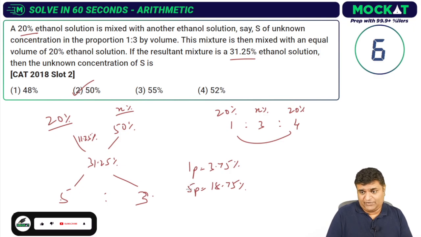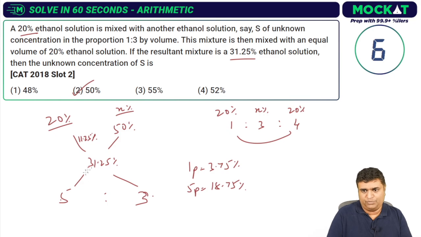Then 5 parts is what? 5 times 3 is 15, 5 times 0.75 is 3.75. Add that up and you get 18.75%. Now 18.75 plus this. So you're pushing it. Your average should be between these two. One is less than the average, the other should be more than the average. By how much? By 5 parts or 18.75%. You add that and you get 50%. So 50% is the unknown concentration of S. So S is nothing but this X%, S over here.